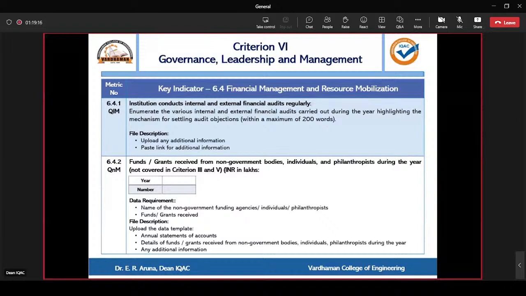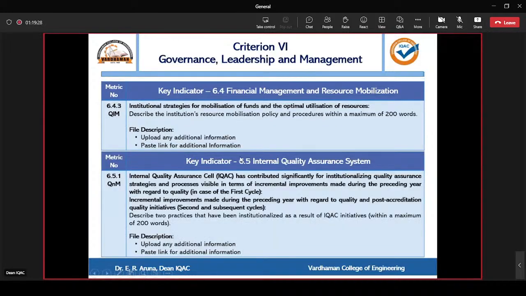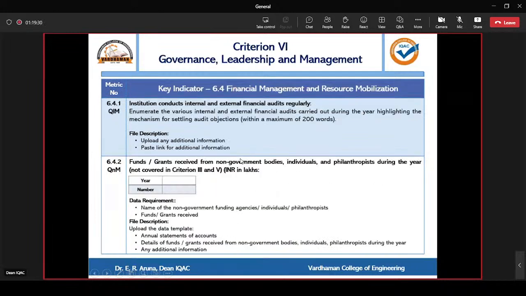Now for 6.4.1, we have to upload the information like the audited statements for the financial year, as well as the link to the audited statements which we have kept on the website. That link we can give as evidence. And coming to 6.4.2, which is a QnM.